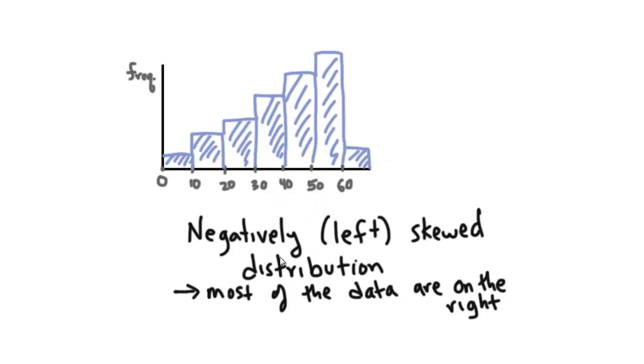If you have a negatively skewed distribution or a left skewed distribution, then most of the data values are on the right. So your histogram is going to look like this. And if you were to draw a curve over it, the curve will be like this here.